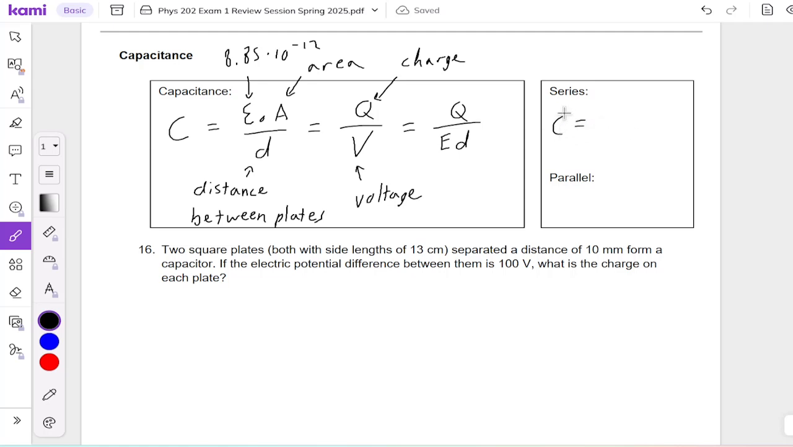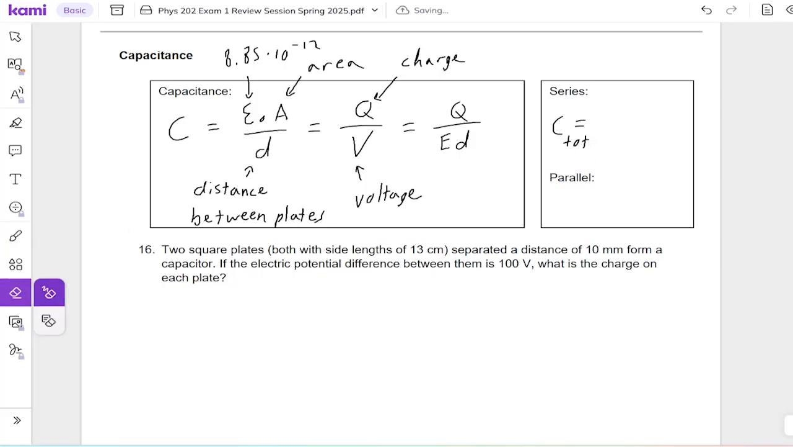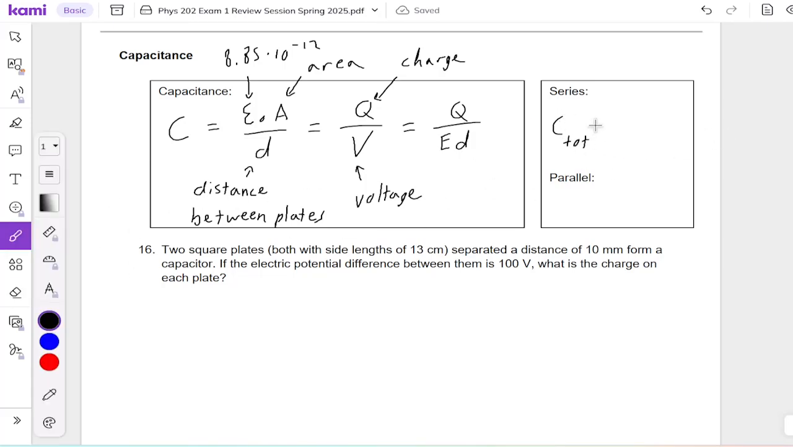Yeah, I know. So C total for series is the stupid math: 1 over C1 plus 1 over C2, to the negative first power. I don't know why. This was not my idea, but this is how nature worked out. And then for parallel, it's actually the easy math.